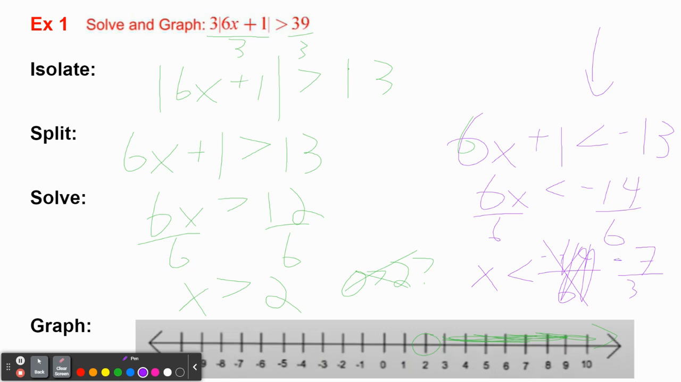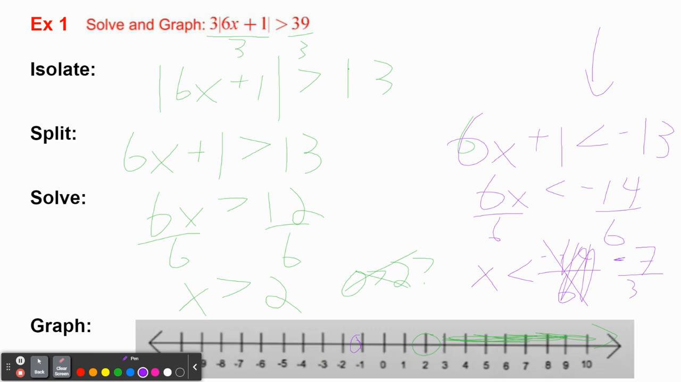What do we do from here? Wait, how are we supposed to do this? That's not fair. We have to use our best judgment here. We know that negative 6 divided by 3 would be negative 2. So we're going to go a little further than that. It's not quite half. It's probably like right about there. Is it an open circle or closed circle? It's open.